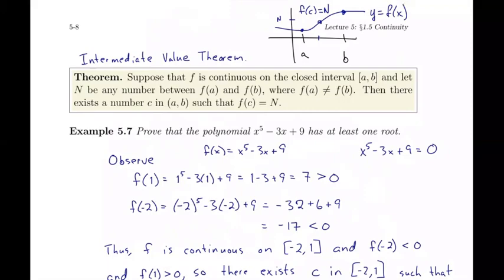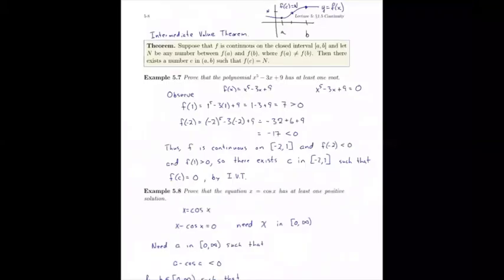So let's see that. This is one of those rare cases where students will have to do some kind of a proof. This doesn't happen often, but this will be one of those types of problems. So this example says, prove that the polynomial x to the fifth minus 3x plus 9 has at least one root. Okay, so here we are with our polynomial, f of x. And for this function to have a root, it means that this is equal to 0. Okay, that's what we're looking for.